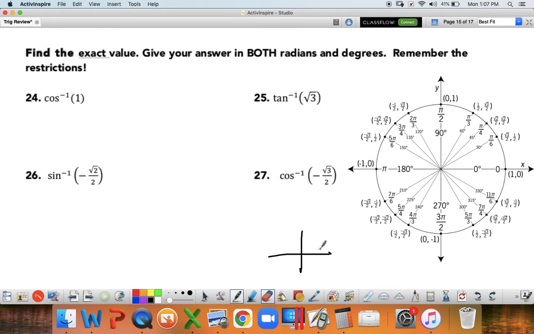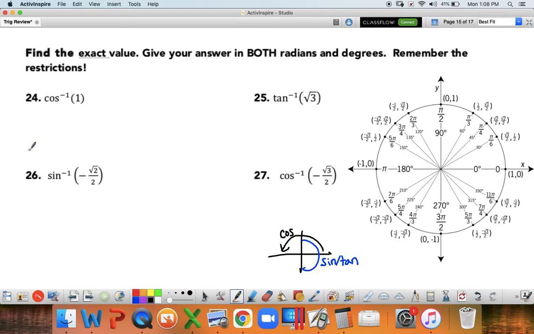So if I ask you about cosine, the answer is going to be in either quadrants 1 or 2. If I ask you about sine or tangent, the answer is going to be in 1 or 4. Okay? So let's look at our first example.